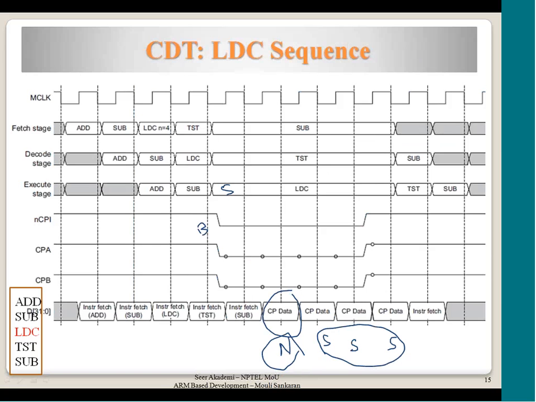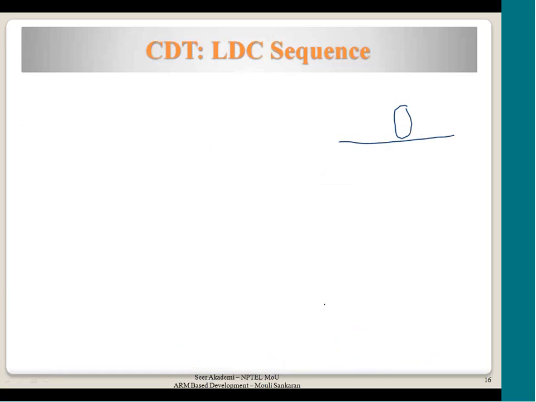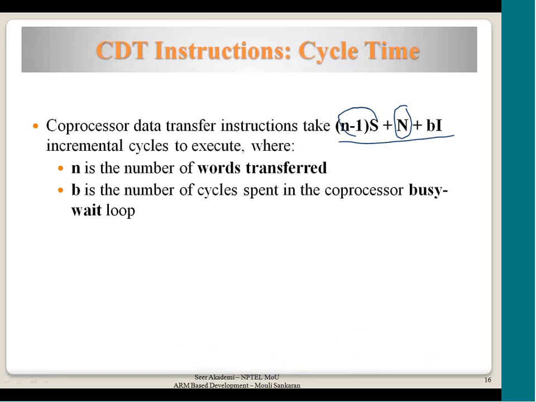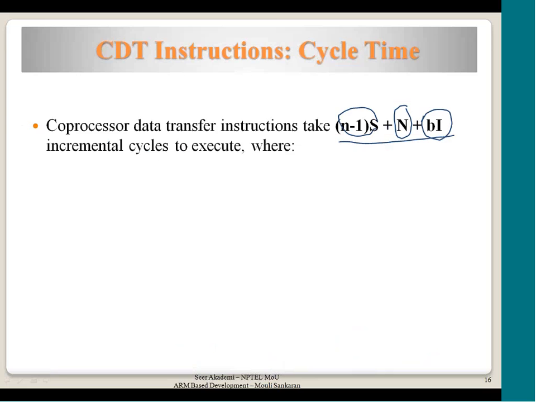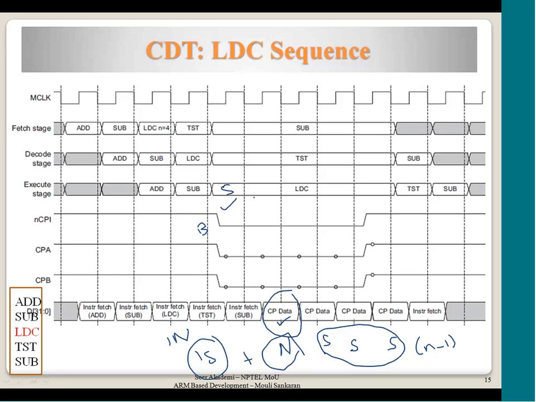So, 1 N, and then the number of words minus 1 S. The number of words transferred plus 1 S anyway for the execution address generation. Effectively this will be NS, and one capital N, that is the non-sequential address. The first address will be non-sequential, so that is what you will see: 1N, (n minus 1)S, and busy wait I cycles. Now I will tell you here how many there are. How many cycles? 5 are there, right? How many words are transferred? 4 words. So 4 is due to the 4 words transferred, and then plus 1 is here, that is non-sequential.